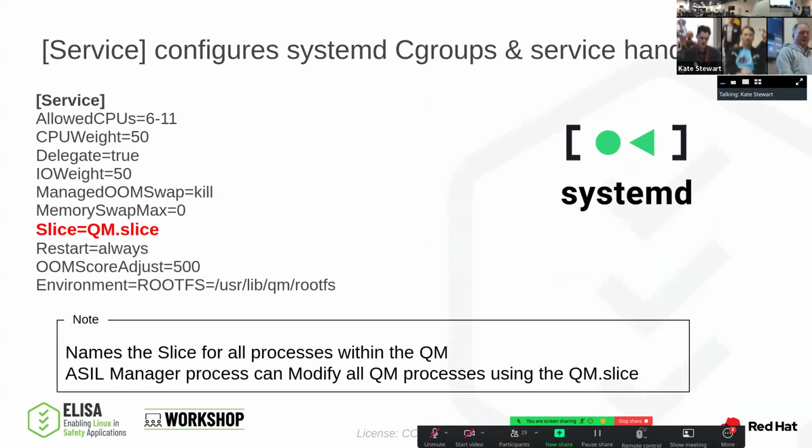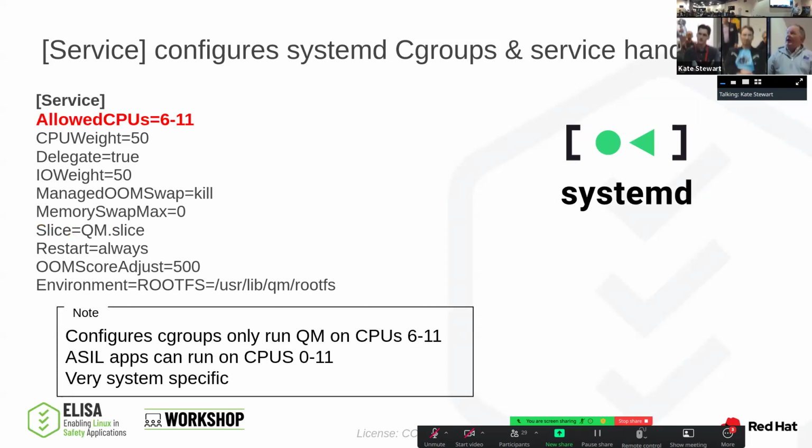First of all, we identify it as QM slice, so that you can actually use systemd commands to basically shut down all the processes that are in the QM or to lower their privileges, lower the amount of CPUs that they have. You can actually isolate all of the processes inside of the QM to specific CPUs on the system. So we talked earlier about maybe wanting 2 or 3 CPUs dedicated to certain processes, certain applications, and then isolating all of the non-critical applications to specific CPUs. And these are all things that are available in the Linux kernel.